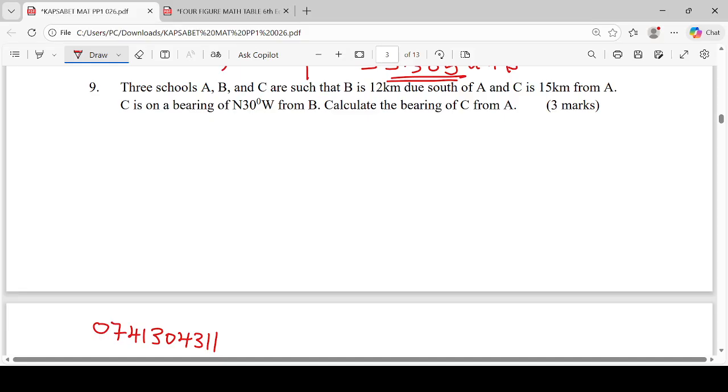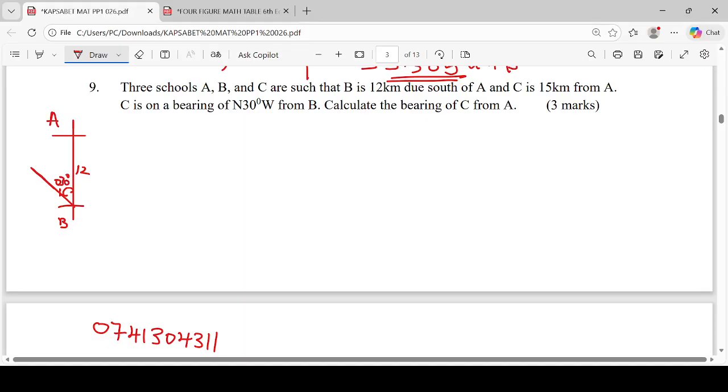first it's good you give a sketch. They are saying that B is 12 kilometers due south of A. So I can have a point here, say A. But they are saying B is 12 kilometers due south of A, meaning somewhere here I have my B. And C is 15 kilometers from A. But they are saying that C is on a bearing of north 30 degrees west of B. So somewhere that way, such that this angle here, north to west here, is 30 degrees. North 30 degrees west from B.